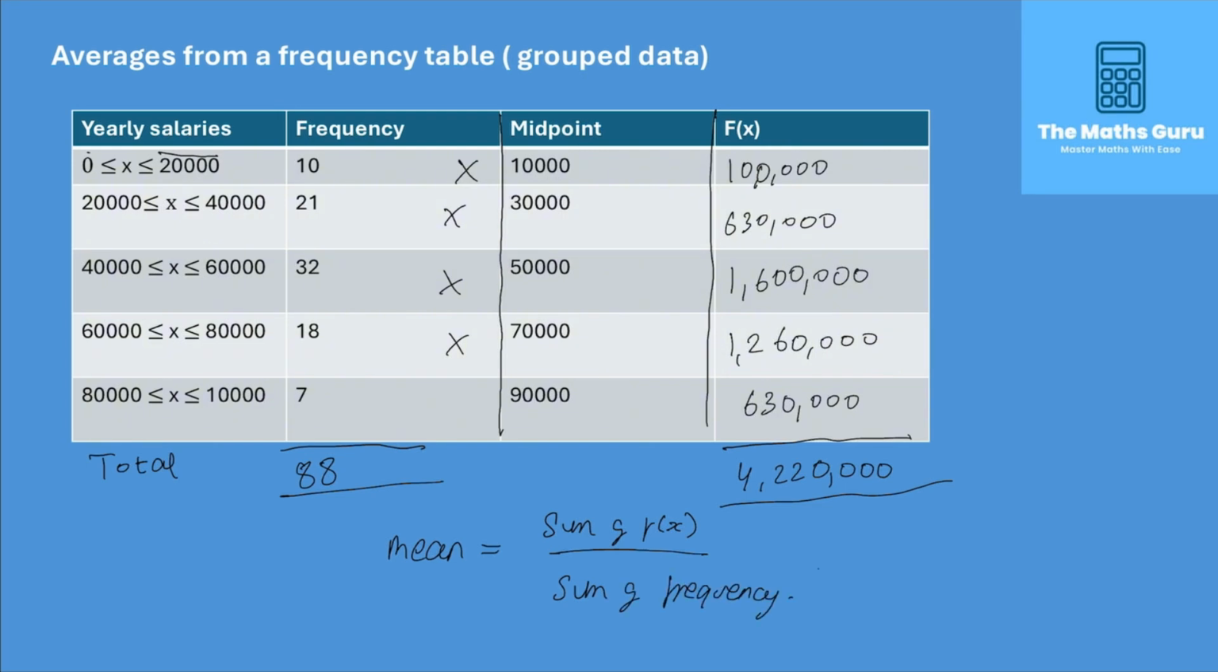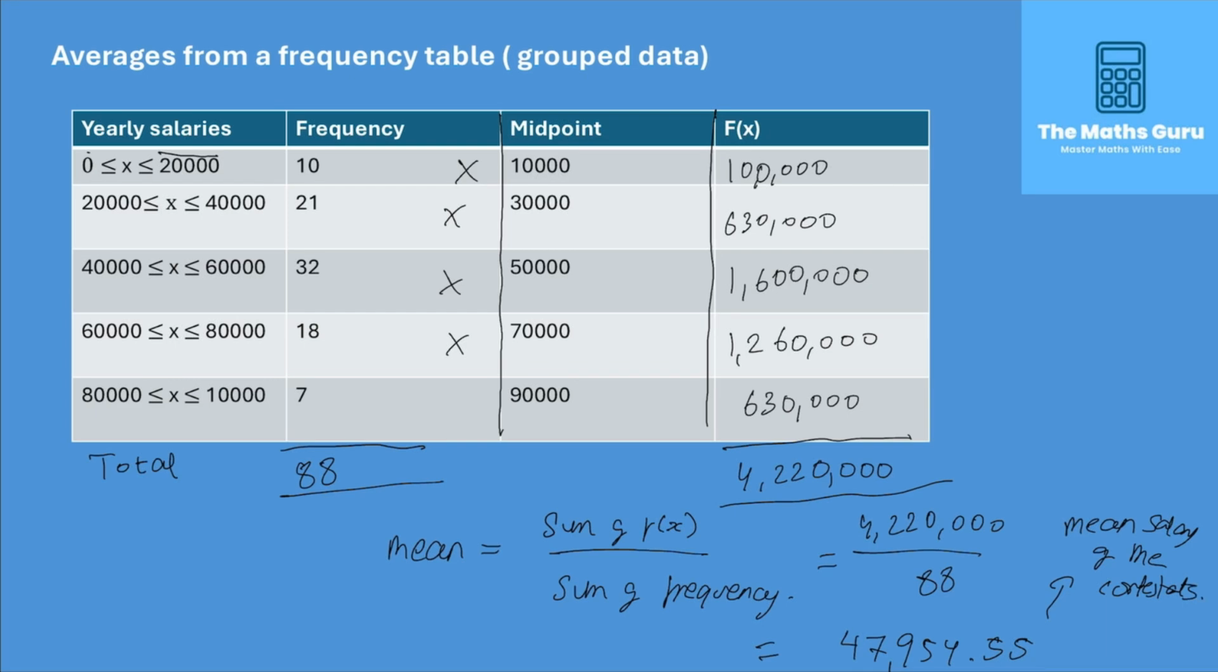The only difference in this one is that we took the midpoint because our data was grouped. So 4.22 million divided by 88 is equal to 47,954.55. This is the mean salary of the contestants.